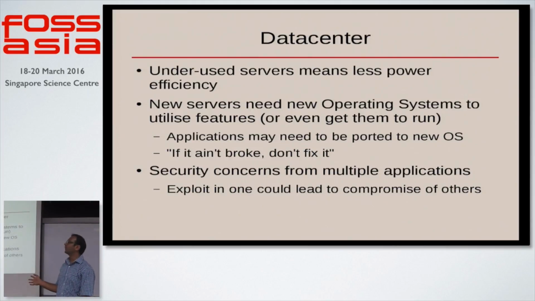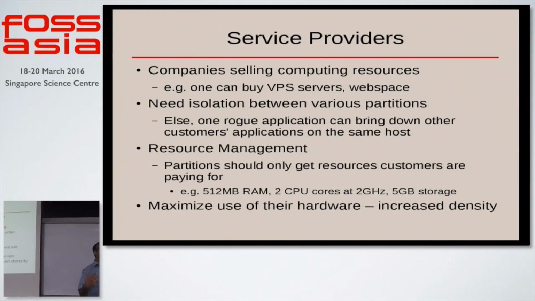So this is the data center view. There is also a service provider view, where companies, for example, sell computing resources. For example, web servers, web space, VPS servers, and so on. And in these cases, it's extremely important to have isolation among the various partitions that have been created, or the various VPS servers that have been created. So for example, if one customer is using VPS server 1 and runs a rogue application, it should not lead to a crash in another customer's application space.